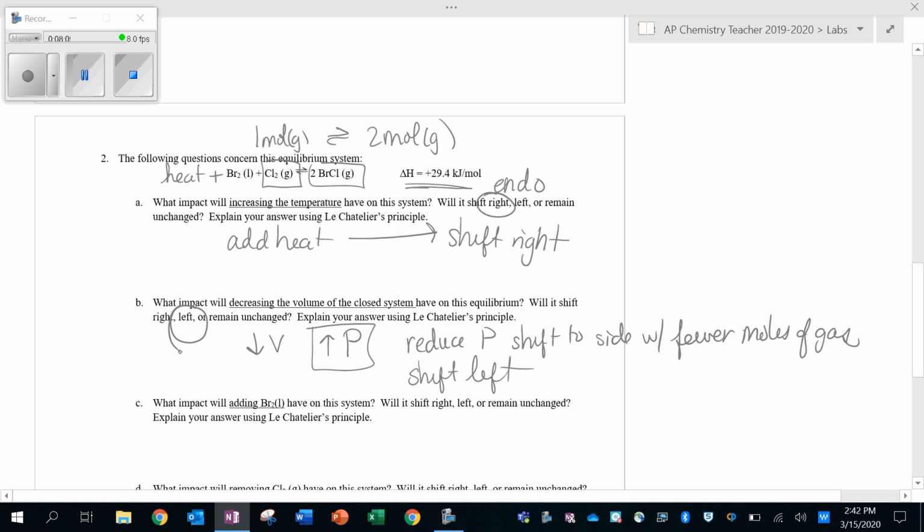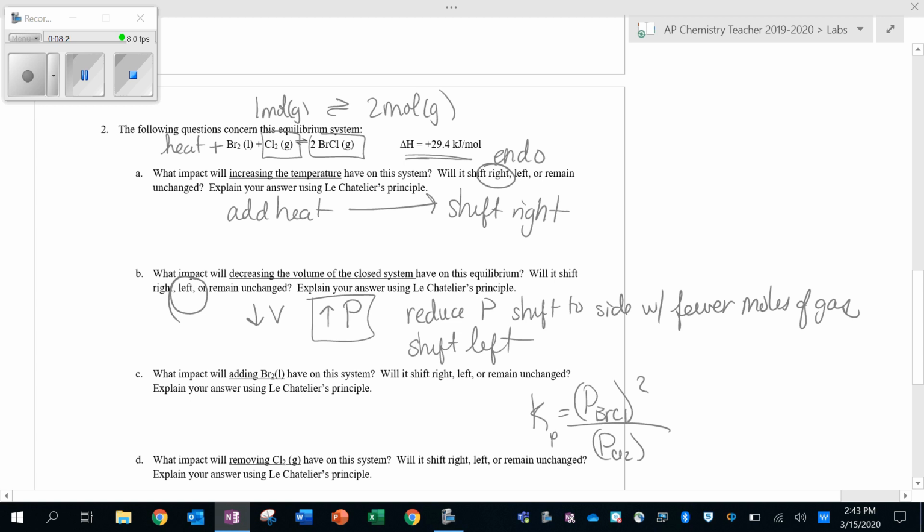What impact will adding liquid bromine have on the system? Well, initially you might look at it and say, oh, it's obvious, you're adding reactant, so it's going to shift to the right. But if you take a look at the K expression, let's look at a KP expression, it would be BrCl squared over Cl2. Notice how bromine is not included in the K expression because it's a liquid. So you leave liquids and solids out of the K expression. The reason adding a reactant or product causes an equilibrium shift is because it gives you a scenario where Q is not equal to K. As a result, your system has to shift in order to get back to equilibrium.